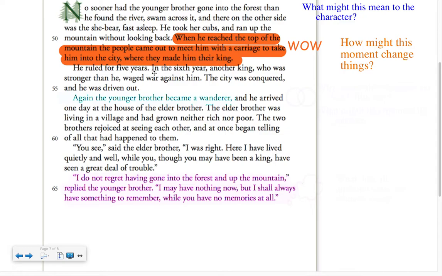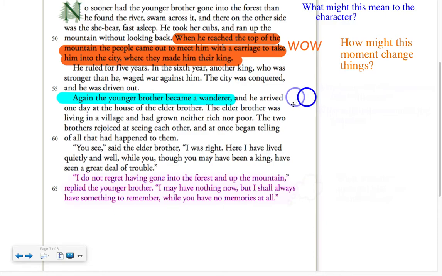He ruled for 5 years. In the 6th year, another king who was stronger than he waged war against him. The city was conquered, and he was driven out. Again, the younger brother became a wanderer, and he arrived one day at the house of the elder brother.